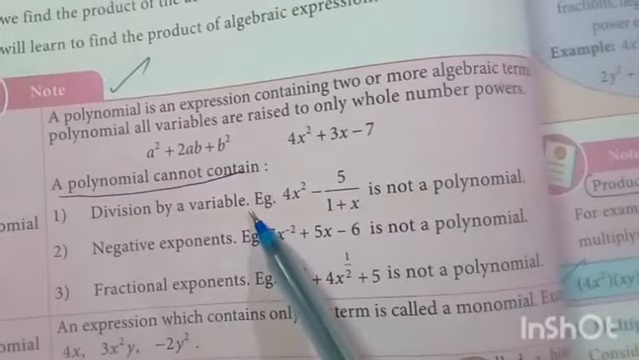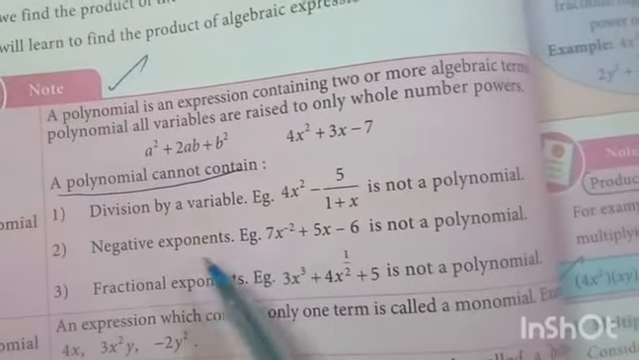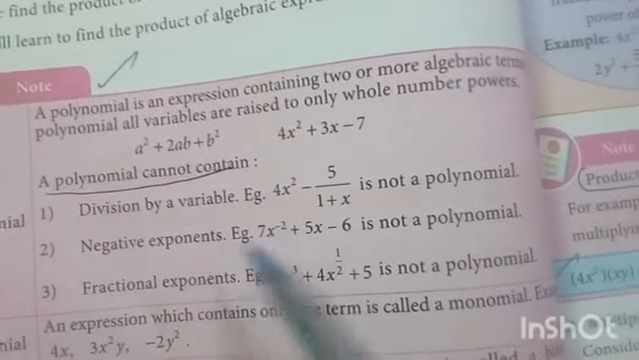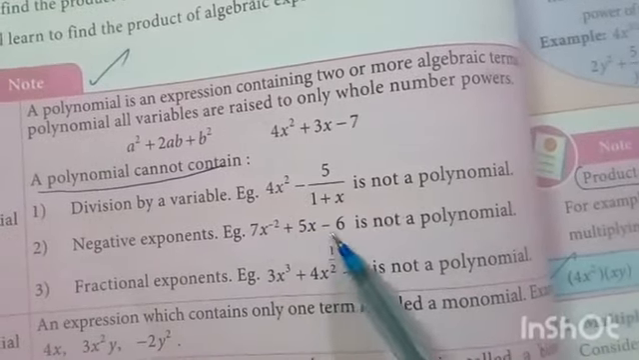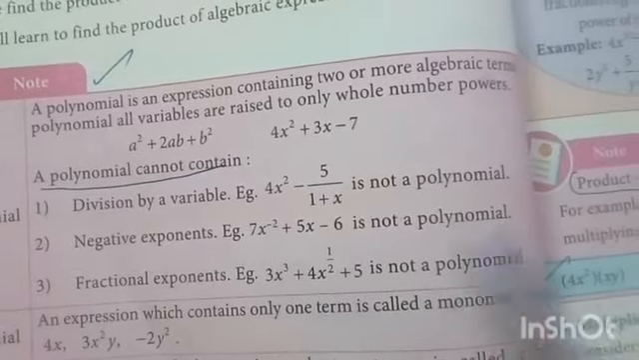Division by a variable is not a polynomial. Negative exponents are not a polynomial. Example, 7 into x power minus 2 plus 5x minus 6 is not a polynomial.